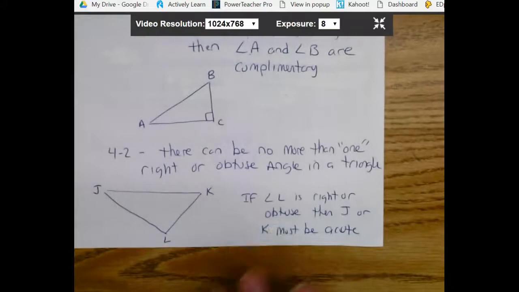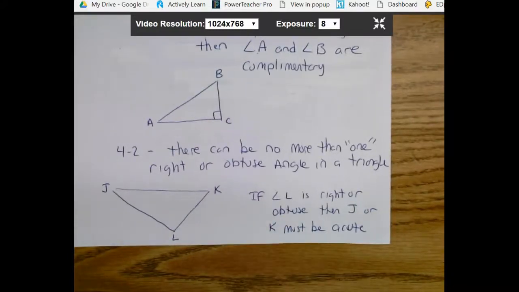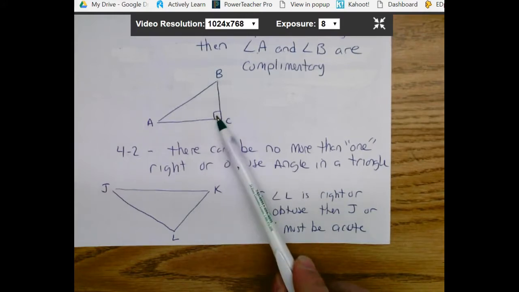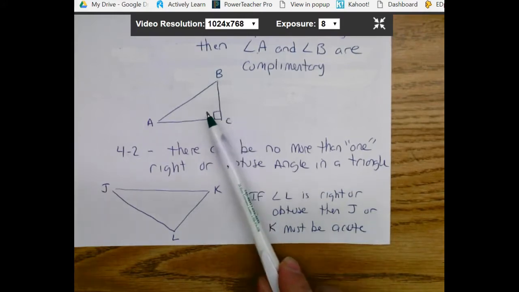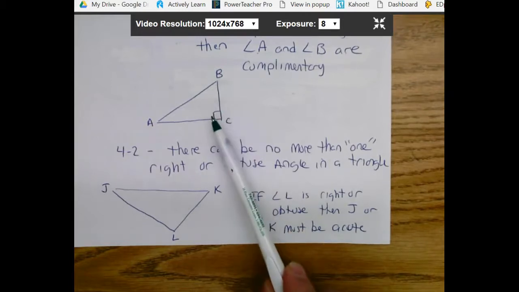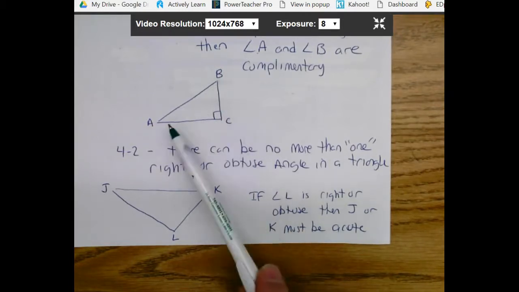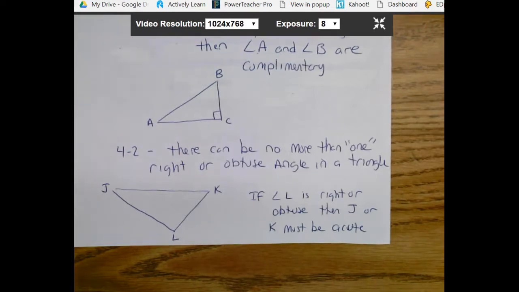Okay, and then we look at the next one. Corollary 4.2 says there can be no more than one right or obtuse angle in a triangle. So if we think about that, a right angle is 90 degrees. If you have one right angle, 90 degrees, we can't have another one, right? Because that would give us 180 degrees between two angles already, and we still have another one to fill in.